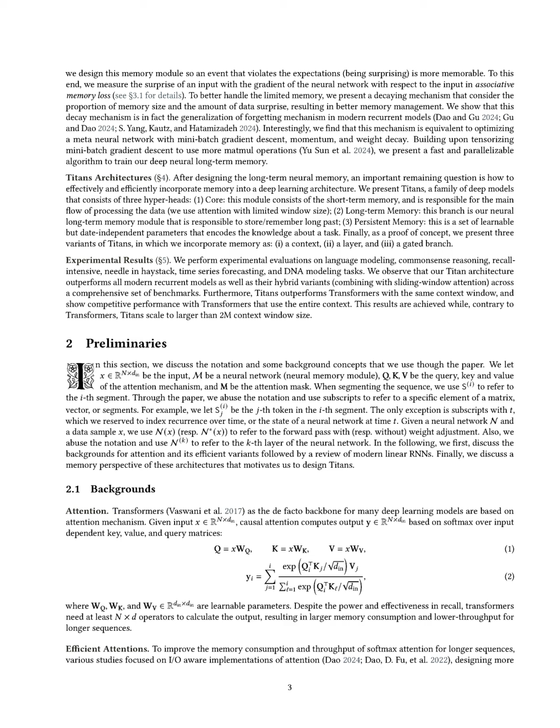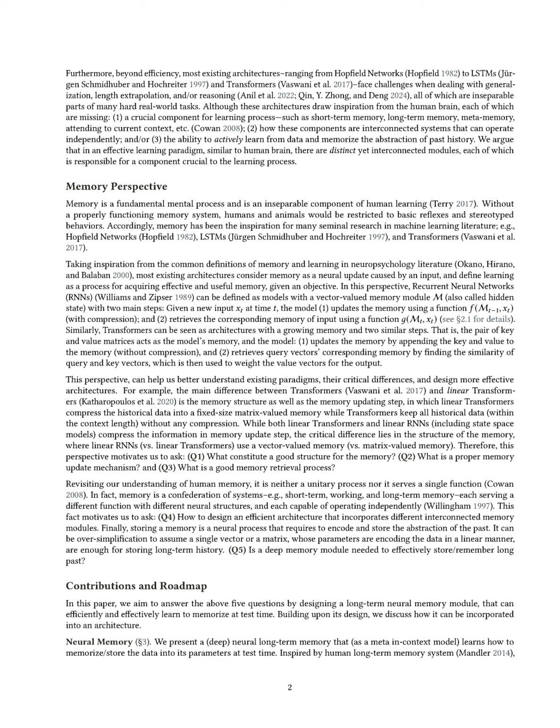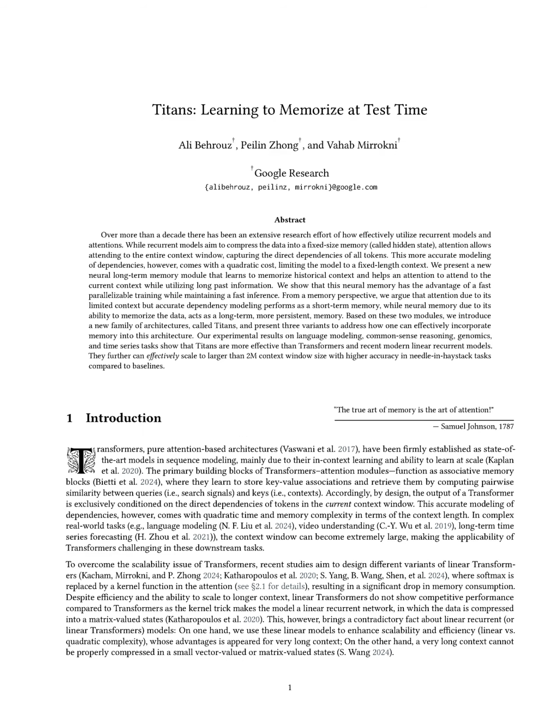Titans introduces a long-term neural memory module that learns to memorize and manage information effectively at test time, allowing it to scale beyond the 2M context window size typical of transformers. This architecture incorporates distinct memory modules, short-term, long-term, and persistent memory, enabling better generalization and efficient retrieval of relevant information. By overcoming the limitations of traditional transformers, Titans enhances performance across various tasks while maintaining efficiency, making it a significant advancement in the field.